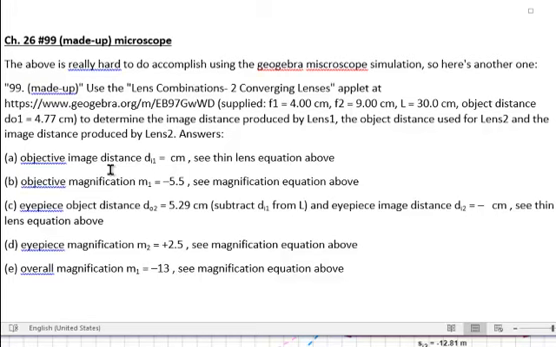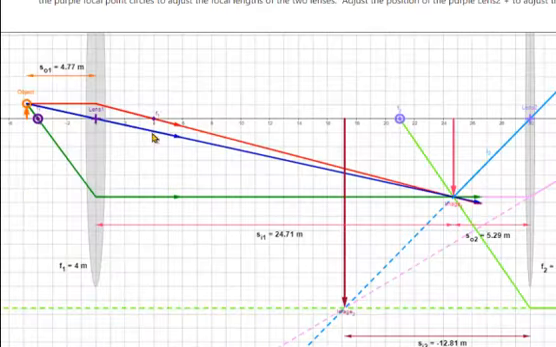Here is the made-up microscope. Basically, it's the same thing. I just used numbers that I can actually use that applet for. So I made up these numbers here. So focal length 1 is 4 centimeters, focal length 2, 9 centimeters. The distance between the lenses is 30 centimeters, L for length, obviously. And then the object distance, 4.77 centimeters. So I just made up these numbers, and you can see that here.